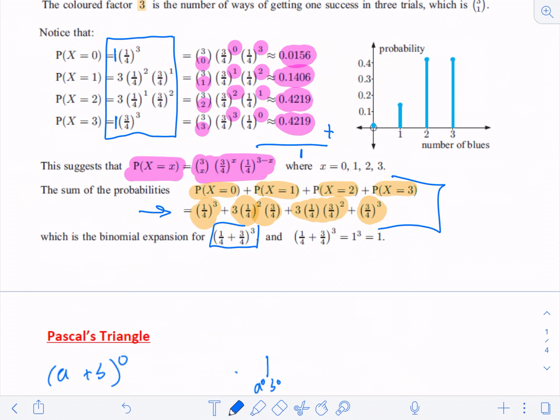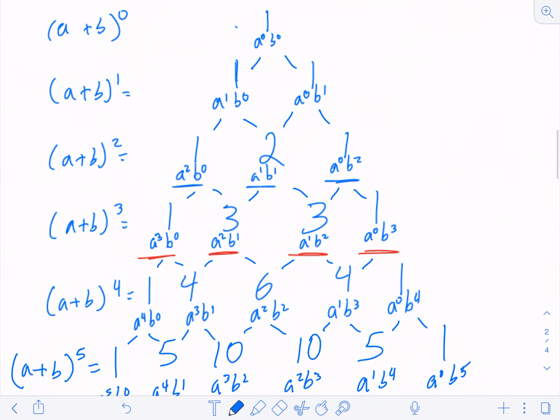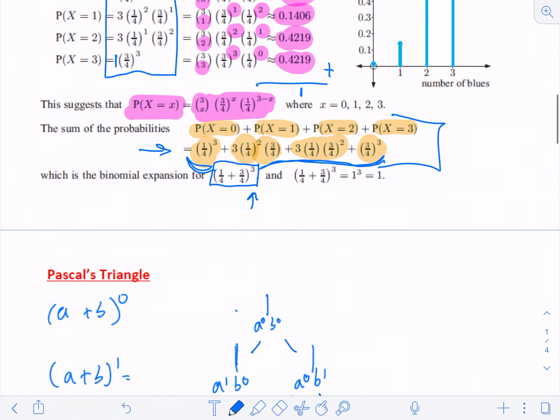So what this actually ends up being is, if I take all of these, I can write that as a short form: 1/4 plus 3/4 to the third power. Because if I expand that and multiply that out, that's going to equal this series of numbers right here. And we know that because of Pascal's triangle, right? So where n is equal to 3, my exponent's 3, what do I have right here? It's this row, underlined in red. My coefficients are going to be 1, 3, 3, 1, and it's going to be a to the third, b to the 0, a squared, b to the first, a to the first, b squared, a to the 0, b to the third. Isn't that exactly what I have up here?